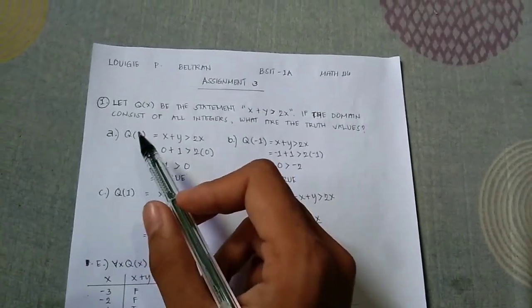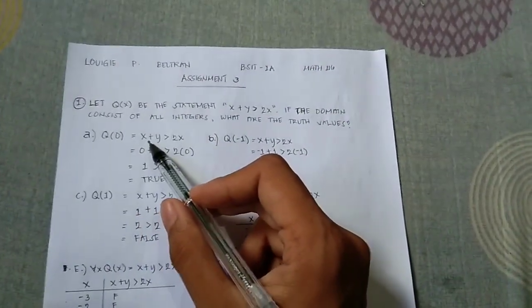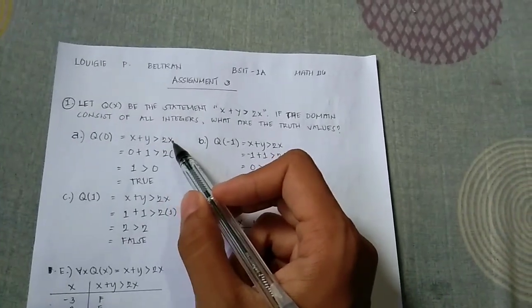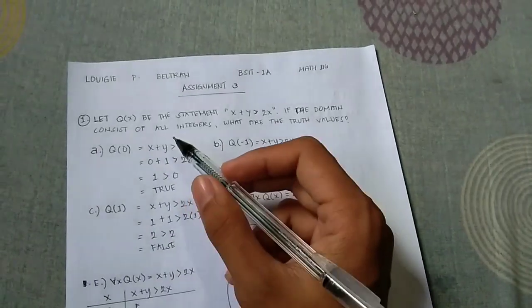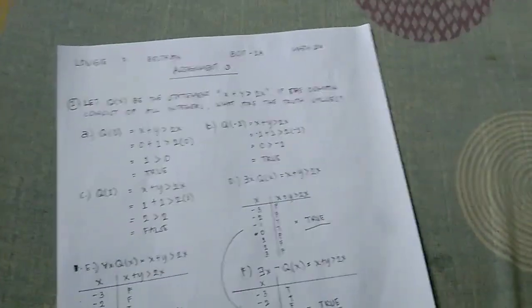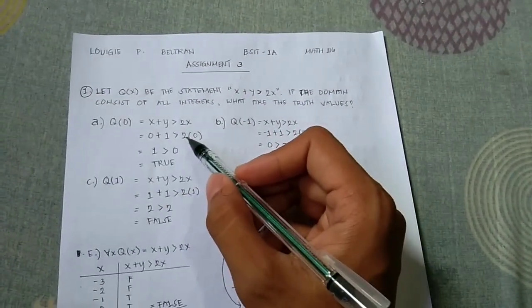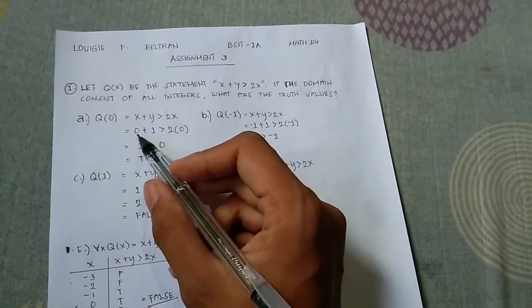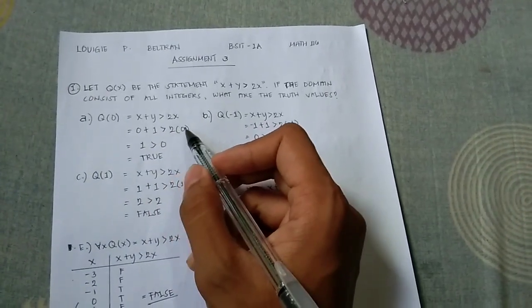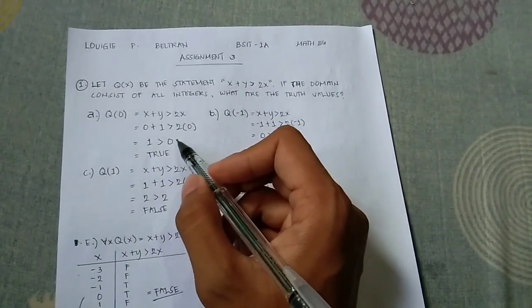Q of 0 equals x plus y greater than 2x. So, we will distribute the 0 to x and the y becomes 1. So, 0 plus 1 greater than 2 times 0. 0 plus 1 is 1 and 2 times 0 is 0. So, 1 is greater than 0 is true.